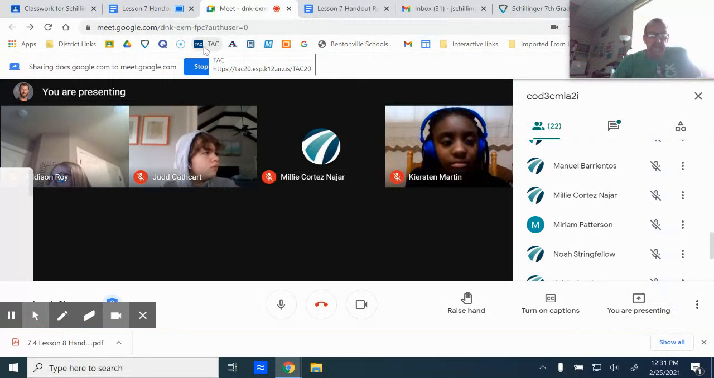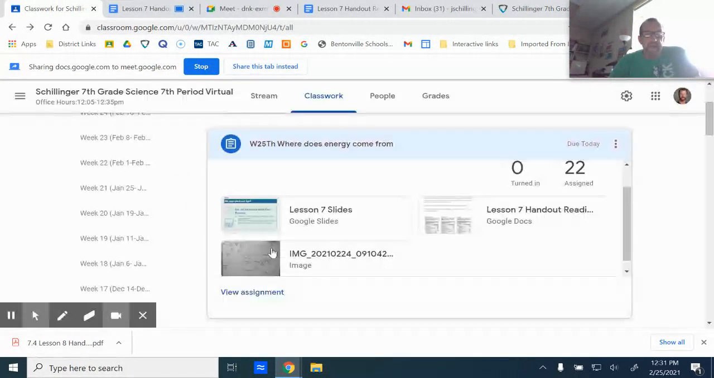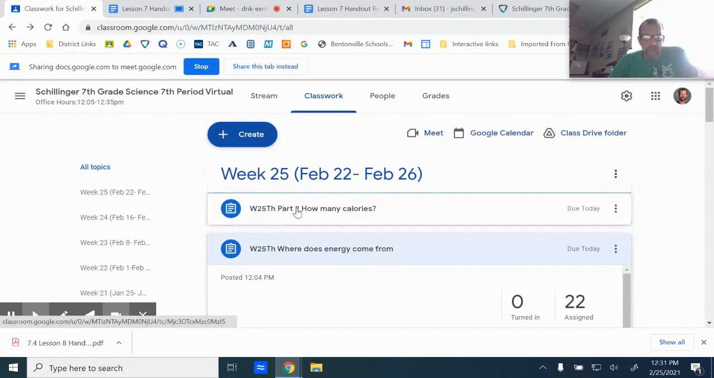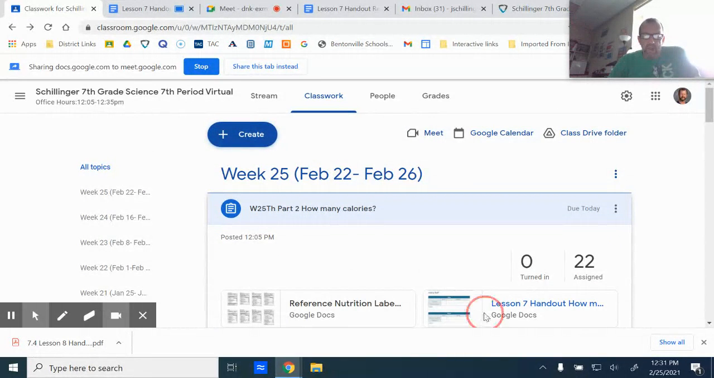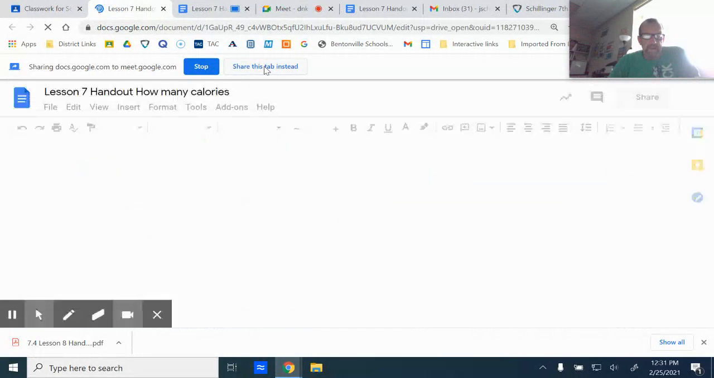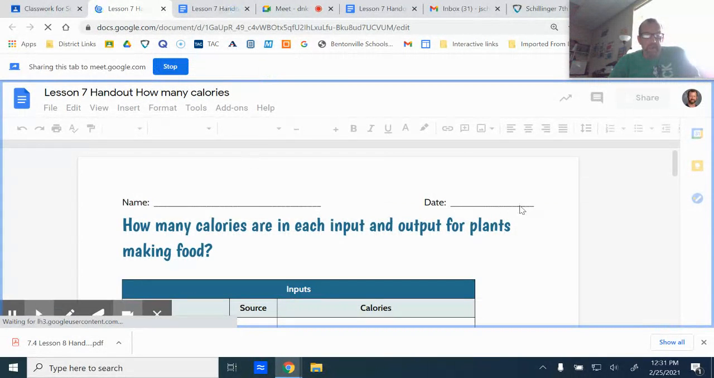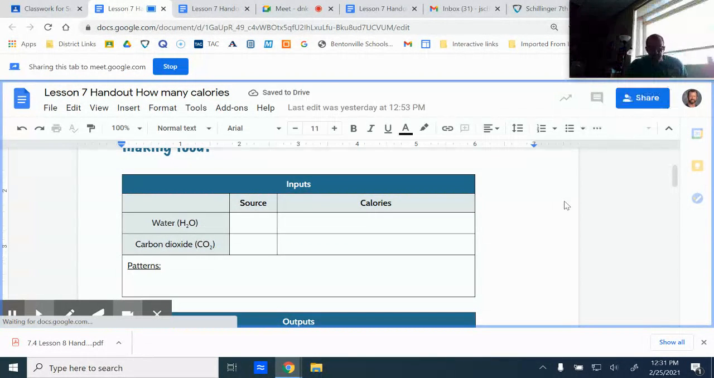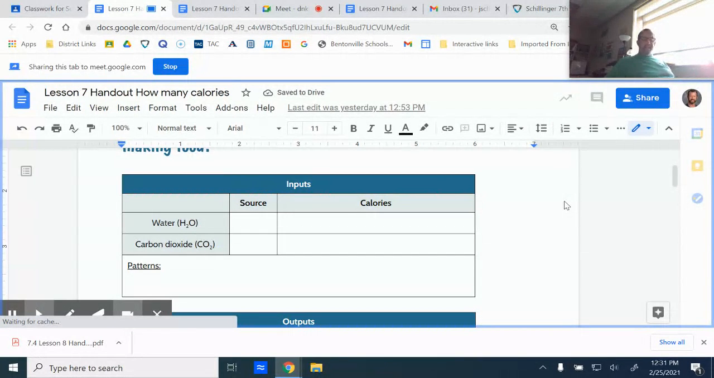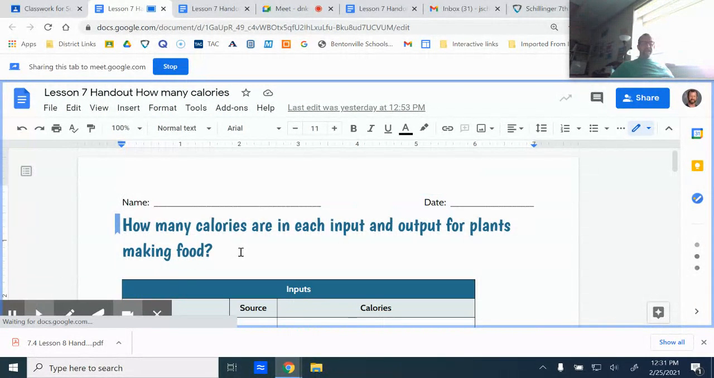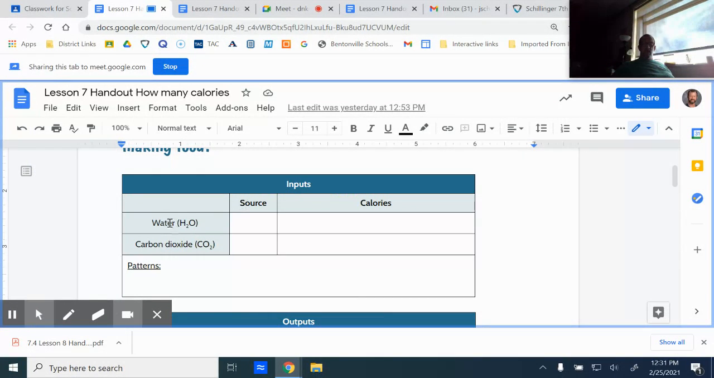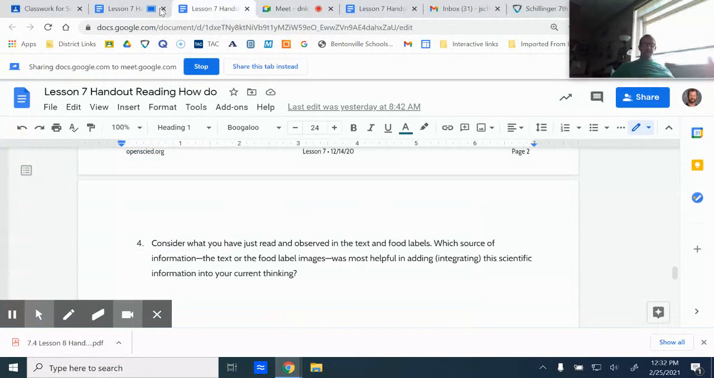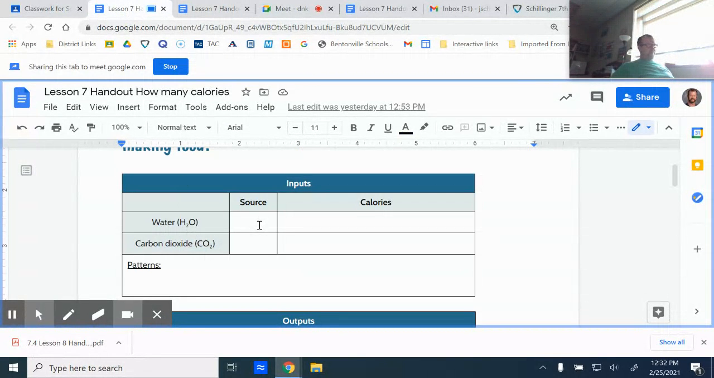Okay, so now, when you are done with that one, there is another assignment called How Many Calories? And this one is a super simple one. And again, I'm going to give you the majority of the answers right now. What we're doing is we're looking at photosynthesis. Water. Where does water come from? What is the source of the water? Miriam, where does water come from in a plant?